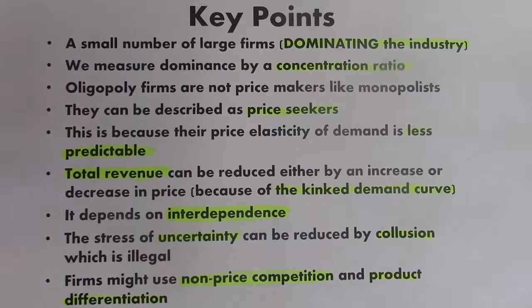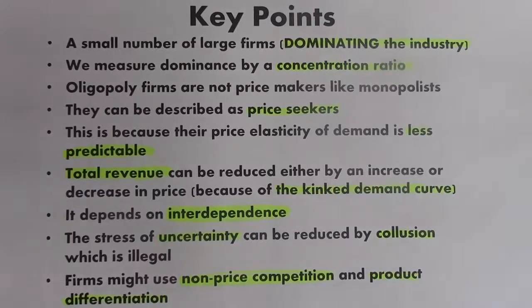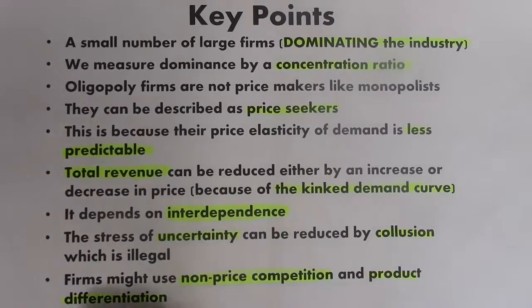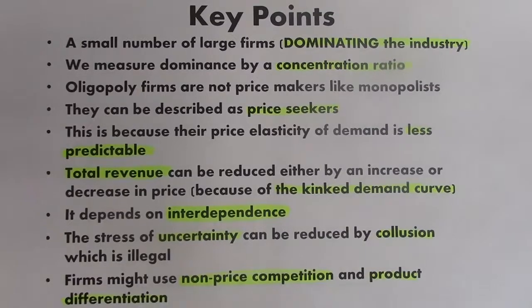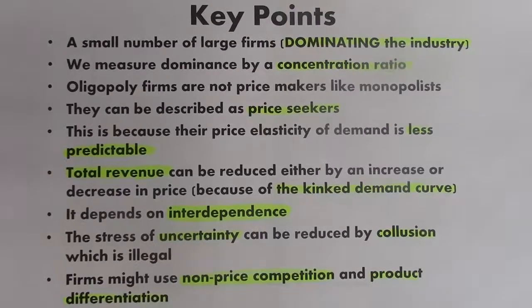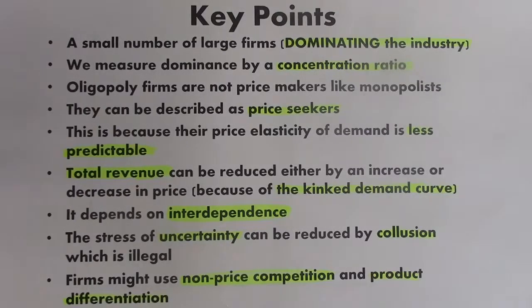Collusion doesn't last forever. Collusion can break down. Branding is a key feature then of oligopoly. Okay, so your banks' brand or supermarkets' brand. The key thing you should take for oligopoly is interdependence and uncertainty.